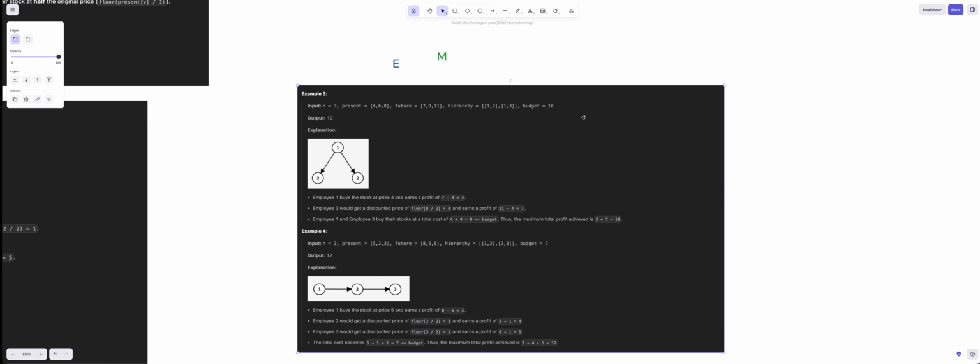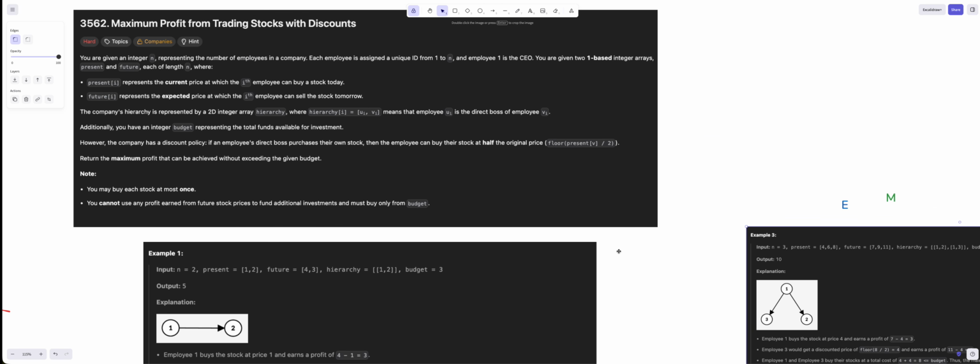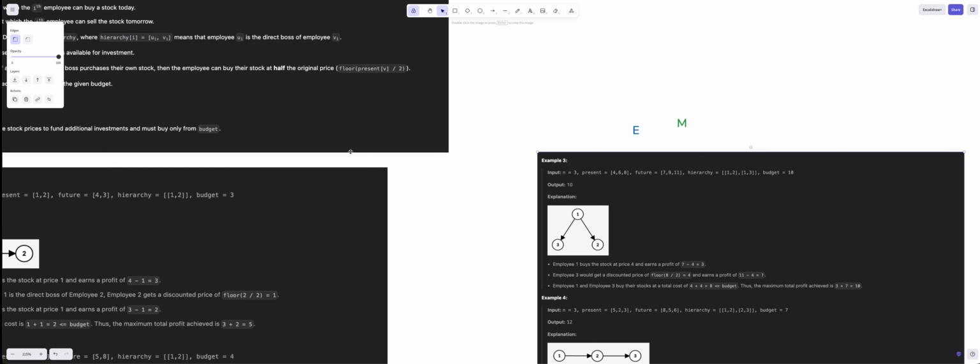So let's consider, if we buy with no discount, that's what we can think. But we will get the discount for sure, since there is a discount policy if a company directly purchases its own stock. Okay, how about if there is no discount? The employee purchases at the original price, which is 4. Let me write it down. We have a budget of 10 minus 4, which leaves 6 remaining.